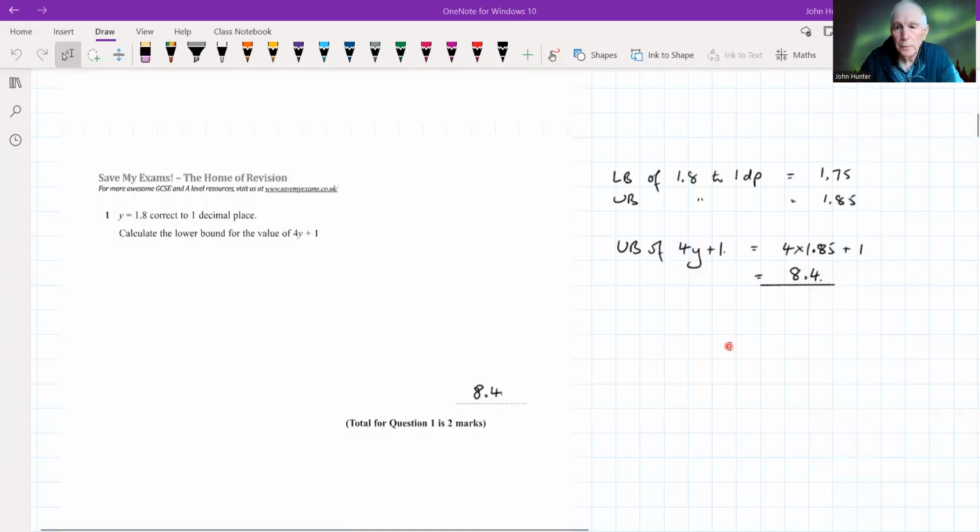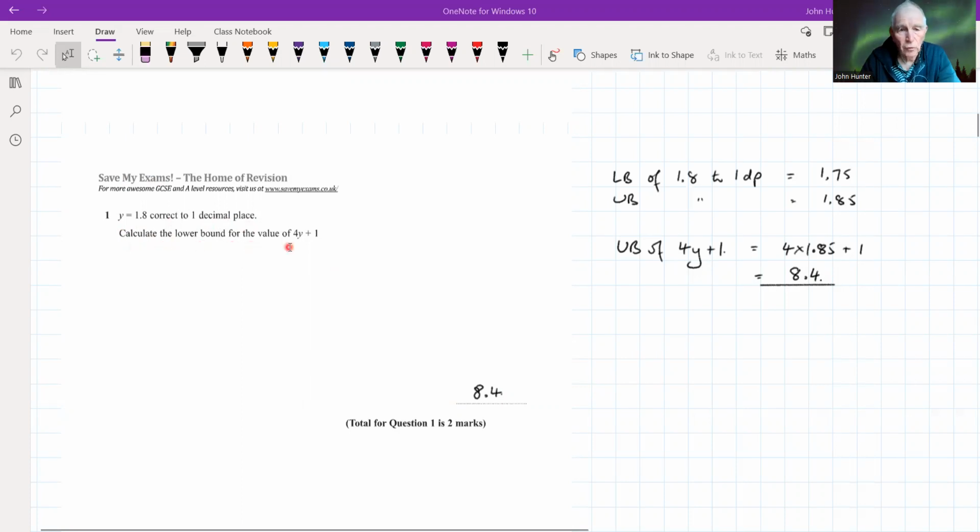Right, this is a practice set of questions for Edexcel IGCSE. These are taken from the Save My Exams website. Let's just get cracking. This first question: y equals 1.8 correct to one decimal place.